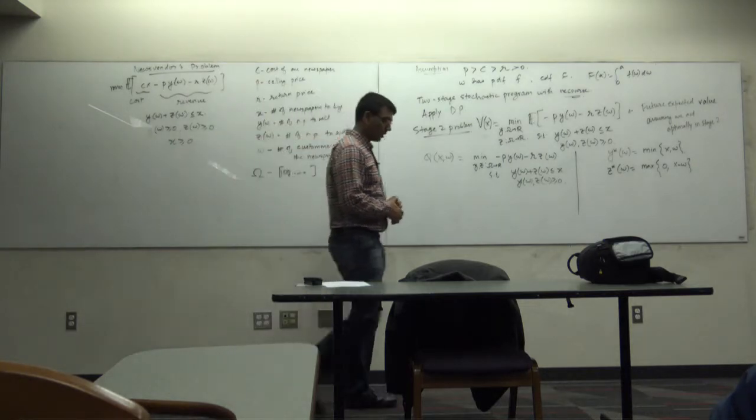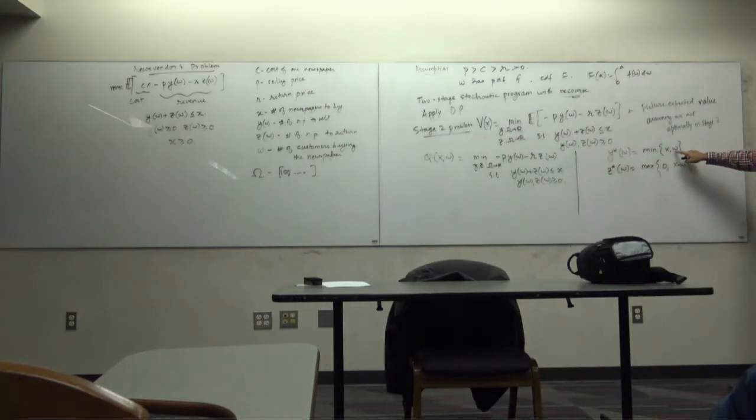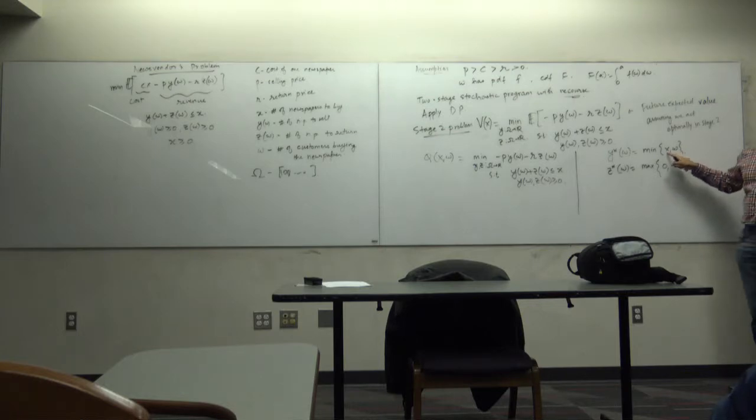Okay, so let's look at the solution. The solution is saying that if I have omega amount of customers, I will sell all the newspapers until the number of customers exceeds X. Once it exceeds X, I can only sell X amount of newspapers. I cannot sell anything beyond that.